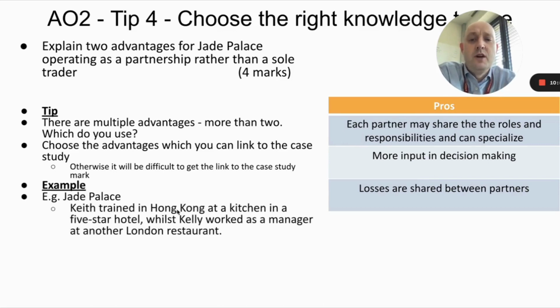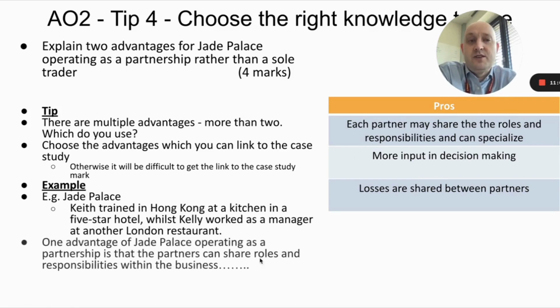So, for example, this is exactly the same example as I gave before. Keith trained in Hong Kong in a kitchen, Kelly in the restaurant. Now we can clearly link that to the first advantage. So we could start off by saying one advantage of operating as a partnership is that the partners can share roles and responsibilities within the business. And I can then clearly link this to what's here. So when you've got a choice of which ones to use, try and pick one of the advantages that you can clearly link to the case study.